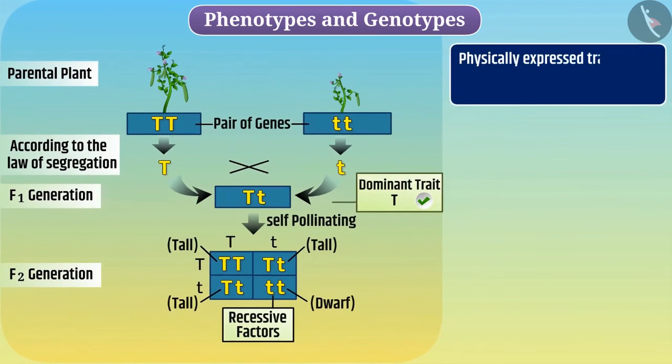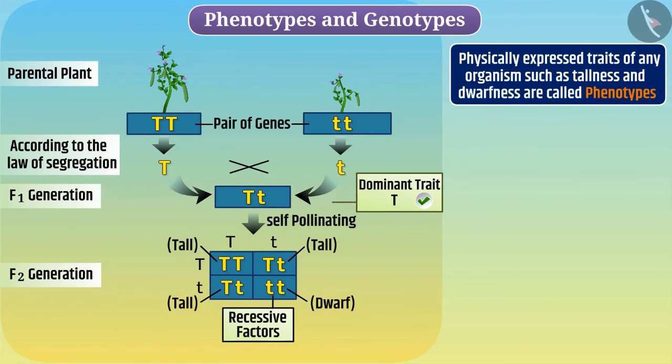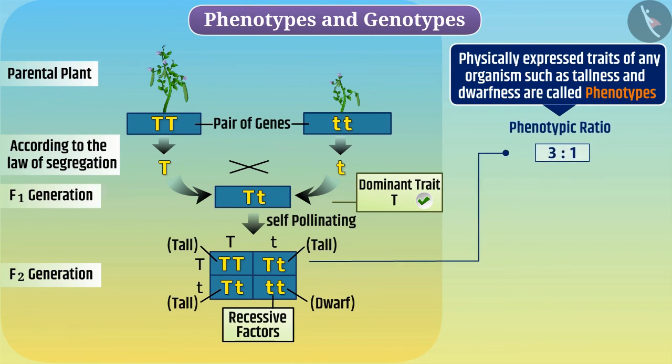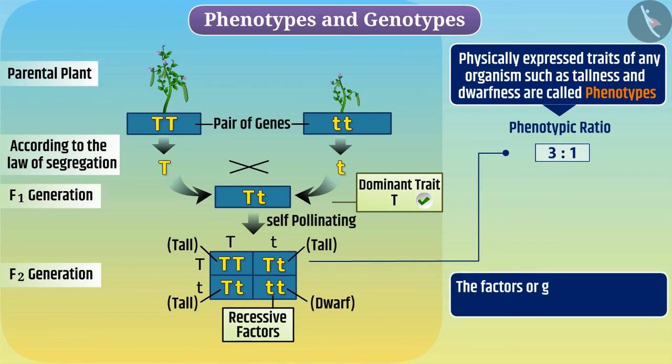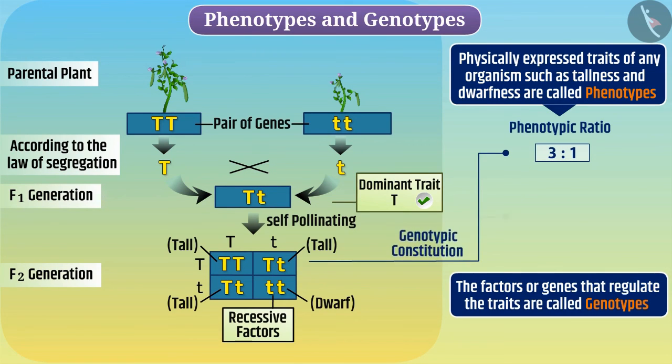Physically expressed traits of any organism, such as tallness and dwarfness, are called phenotypes. And the ratio of these traits is called the phenotypic ratio. Here the phenotypic ratio is 3:1. Similarly, the factors or genes that regulate the traits are called genotypes. The genotypic ratio of the monohybrid cross is 1:2:1.